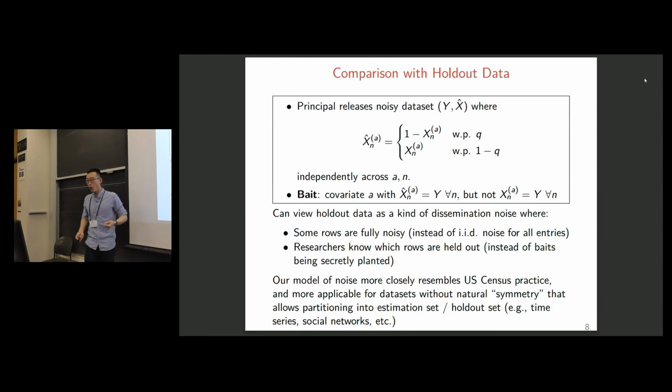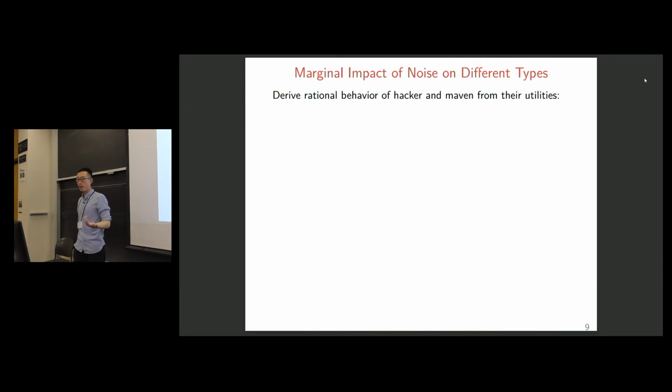Okay. Now, why do we model noise like this? Well, this model of injecting IID noise, we think, more closely resembles how the US Census Bureau does things in practice, and we think it's more applicable for data sets without a natural symmetry that lets you easily partition things into an estimation set and a holdout set. Now, let me derive the rational behavior of these two types based upon their utility.